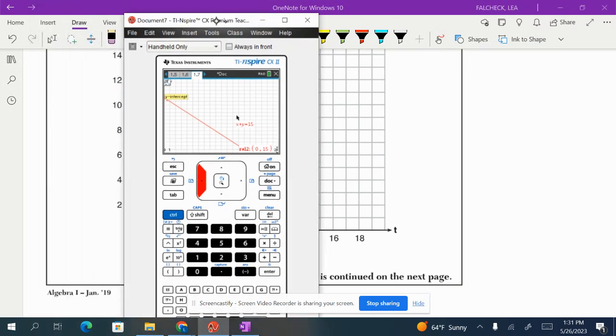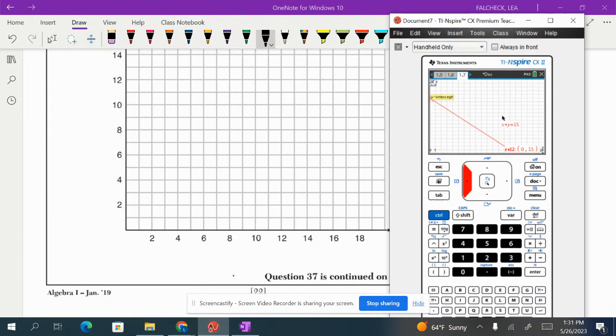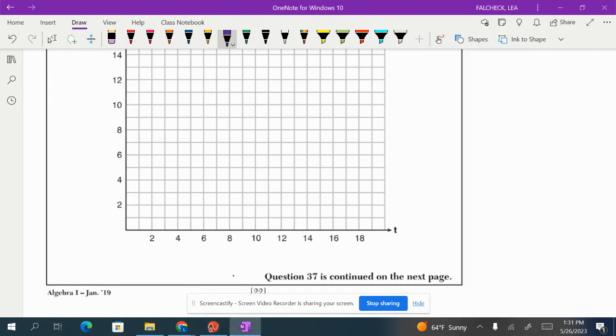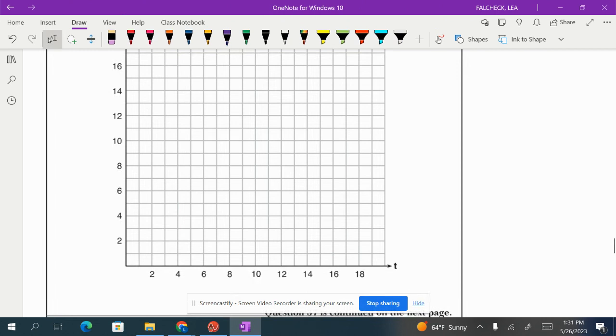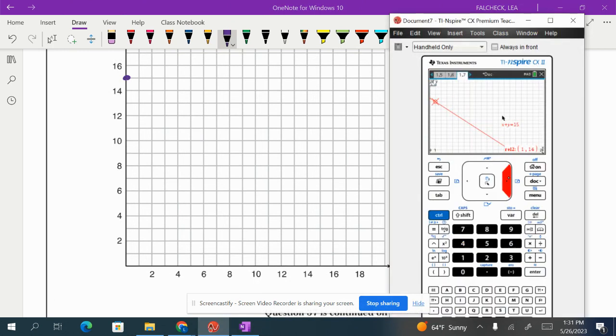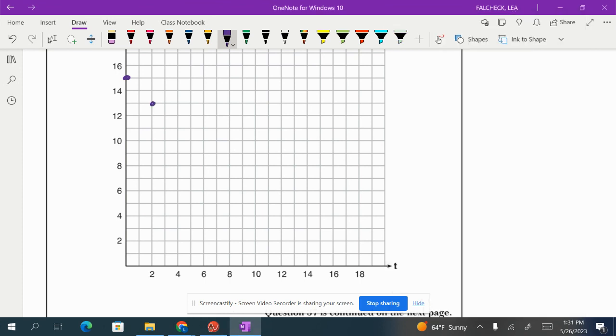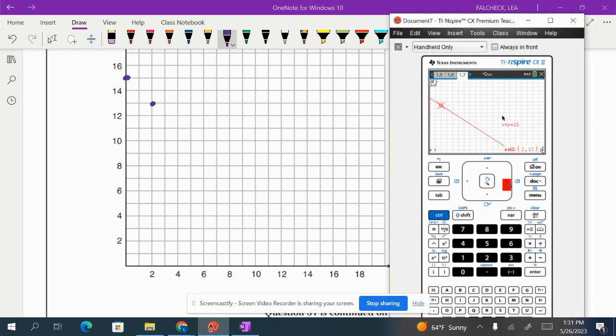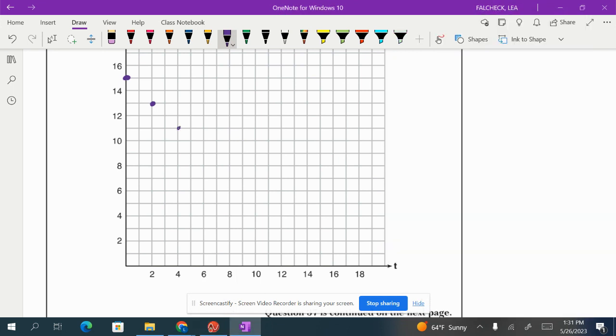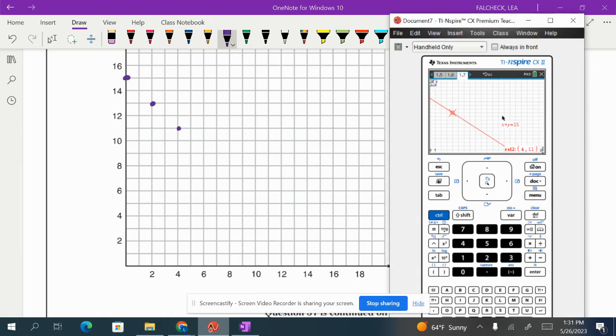Okay, so the first point is going to be 0, 15. Then I've got 2, 13. I'm just skipping a few, so I'm not making like 700 points. 4, 11. 6, 9.